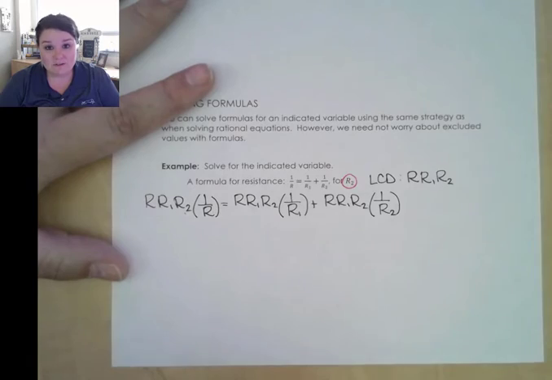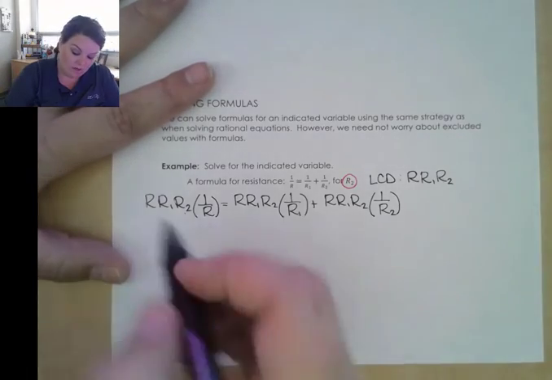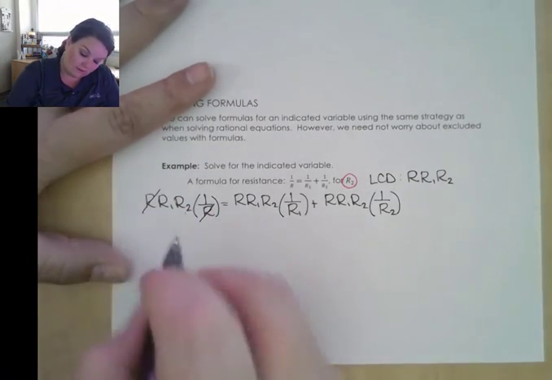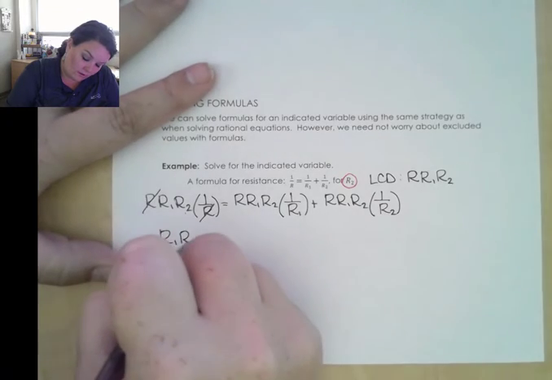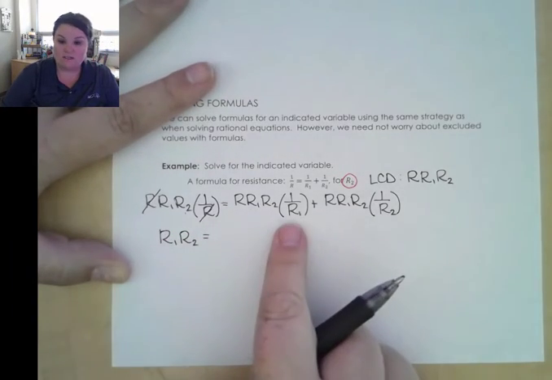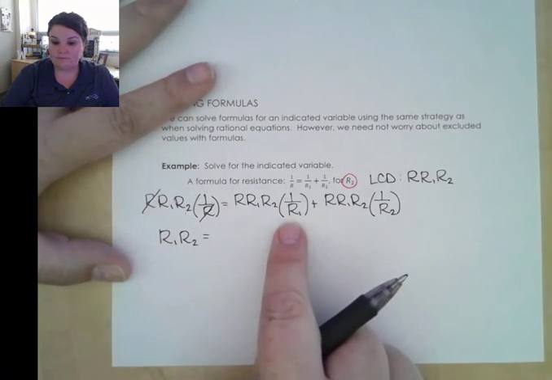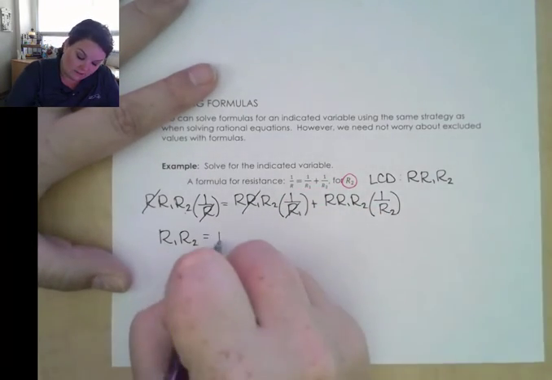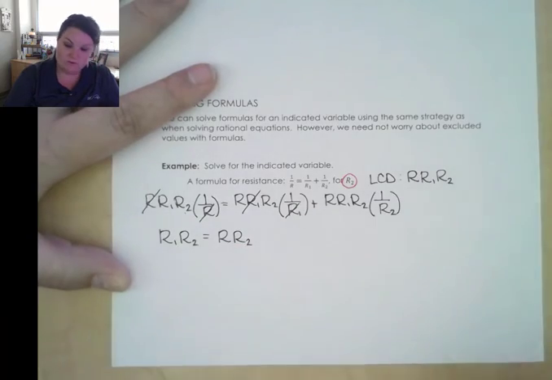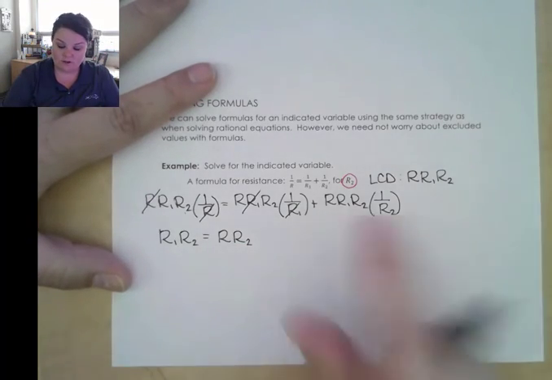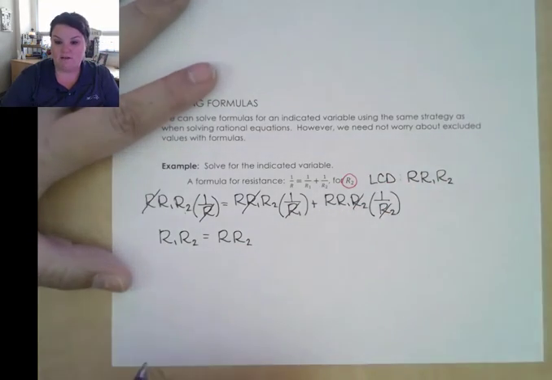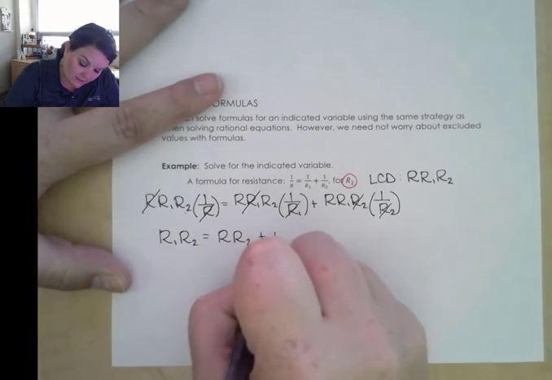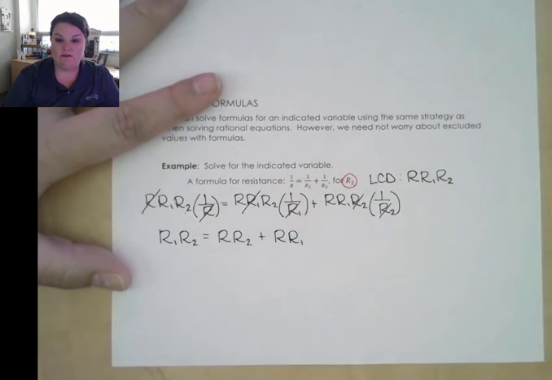So now every single denominator should cancel out. On the first one, our r's cancel, and I'm left with r1, r2. Our second term here, our r1s should cancel, so we're left with r, r2. And then our third term, the r sub 2's cancel, and we're just left with a positive r, r1.